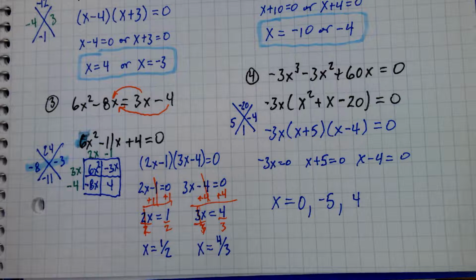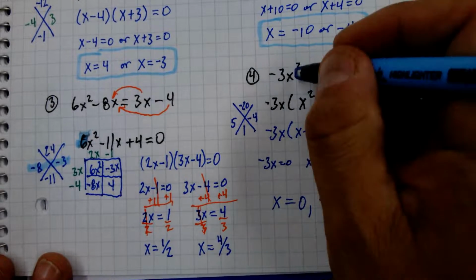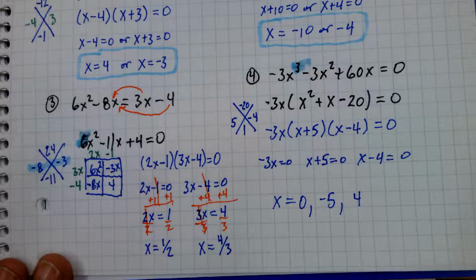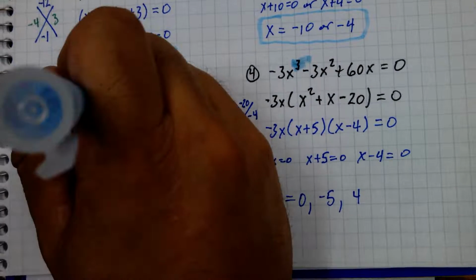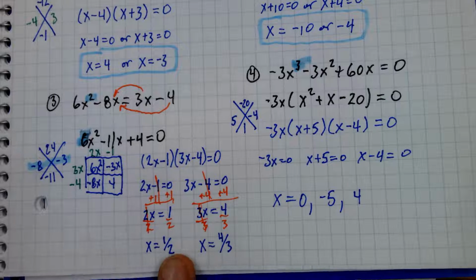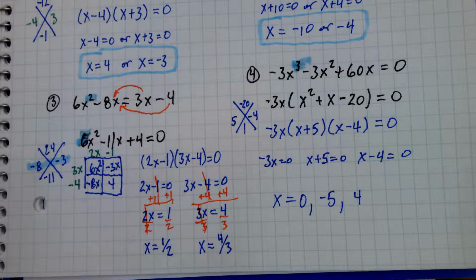What was the highest exponent? Go back to the original equation. What was the highest exponent? 3. How many solutions? 3. Here, what was the highest exponent? How many solutions? 2. Yeah. That's called the fundamental theorem of algebra. All right. That is how to solve equations by factoring.